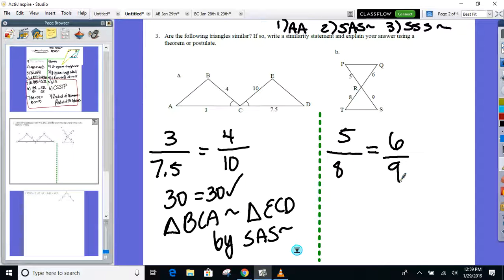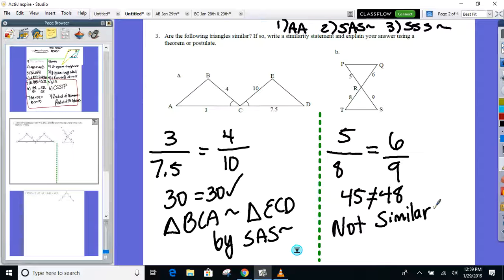Are those in the same ratio? 5 over 8, the same as 6 over 9? Nope, because I don't think 45 when I cross multiply equals 48 when I cross multiply. All right, so these are just plain old not similar. Questions there? Just a review of ways to prove triangles similar.